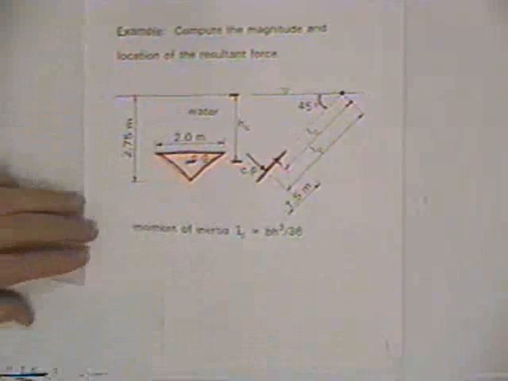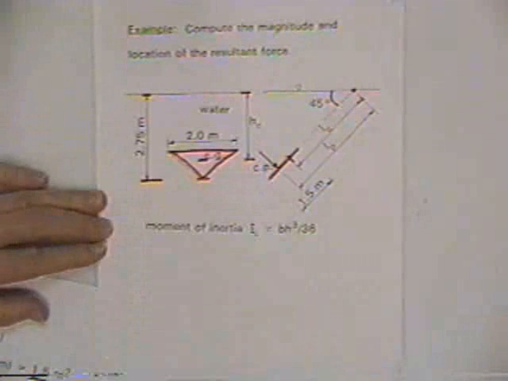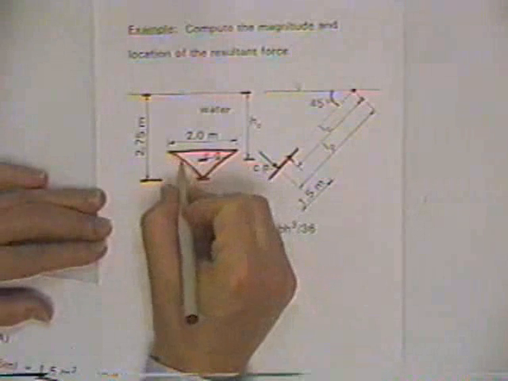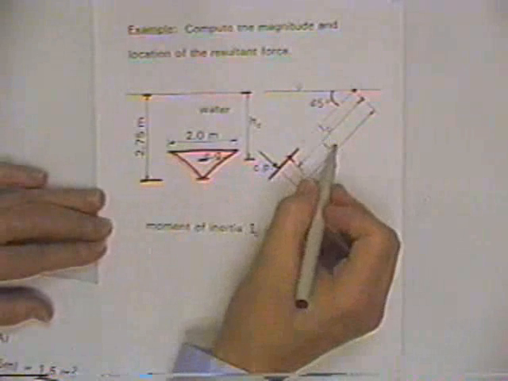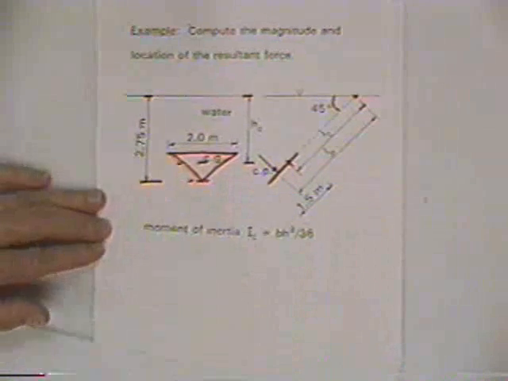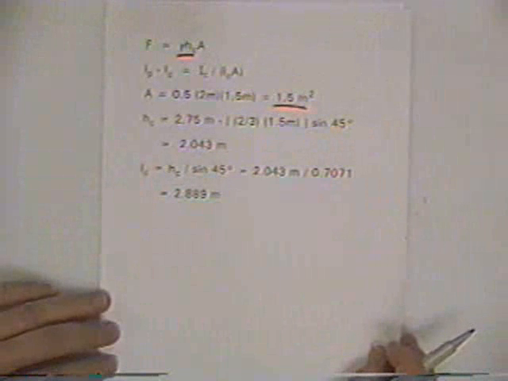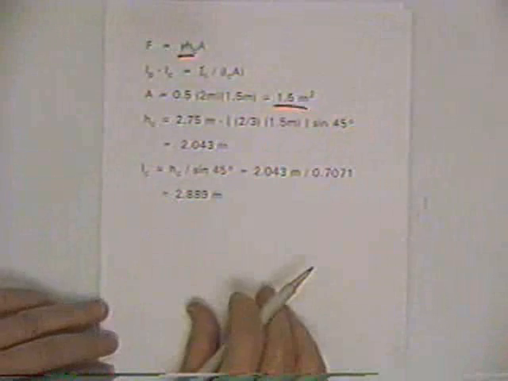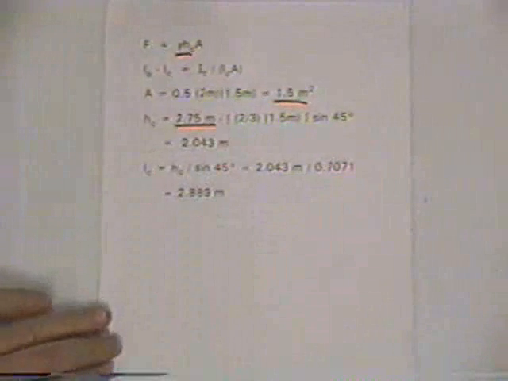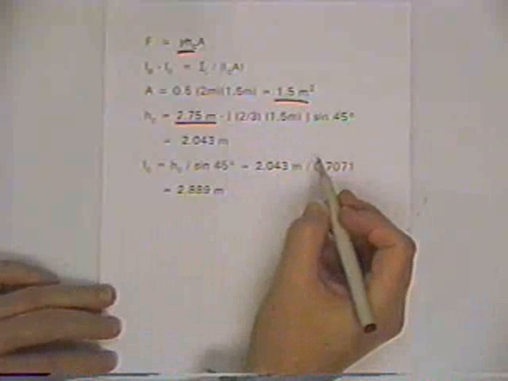The way we'll do that, we are given the measurement from the water surface down to the bottom here. So we know that's 2.75 meters, and then we can compute the difference in LC and LP, get the vertical component of that and subtract it off. Okay, so measured from the water surface to the bottom, 2.75 meters, and then subtracting off to get to the center of gravity.